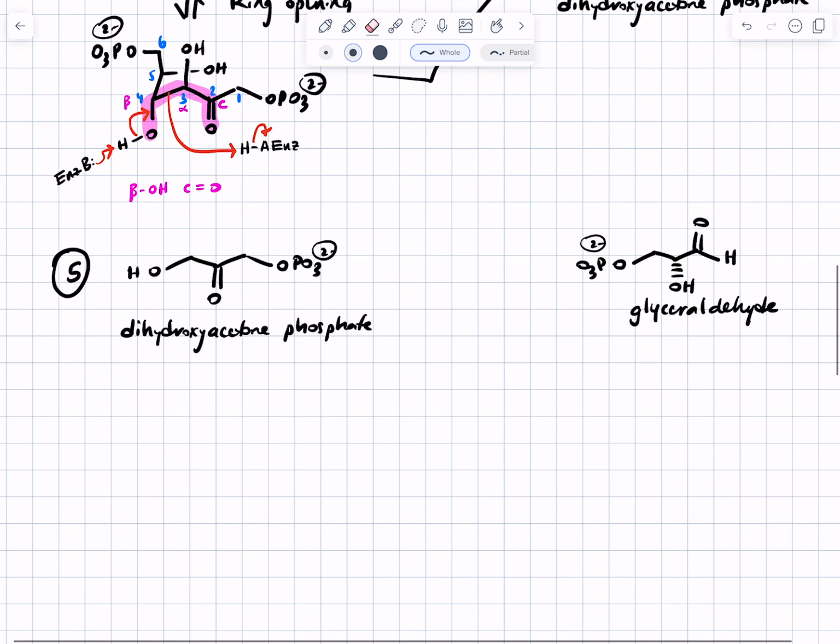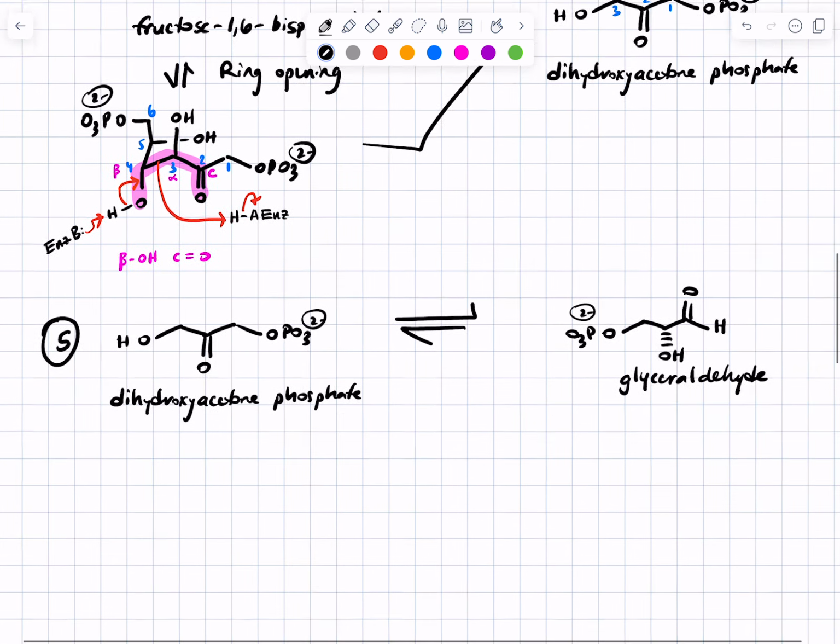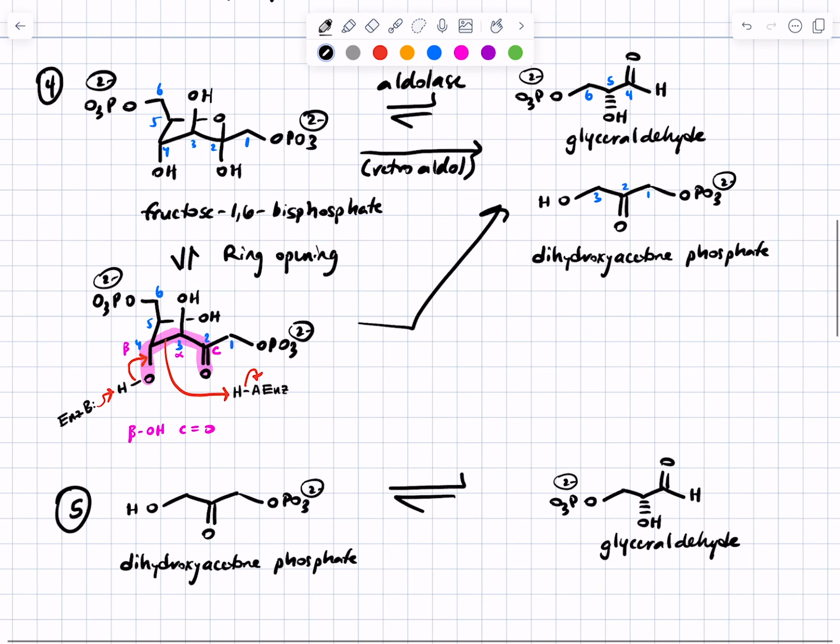Okay, so this step is catalyzed. Oh, and I guess on the retroaldol step, this is totally reversible. The delta G for this reaction is really small. You don't need to memorize the delta G for reactions. It's basically 0, meaning nature can go backwards and forwards through this reaction step.